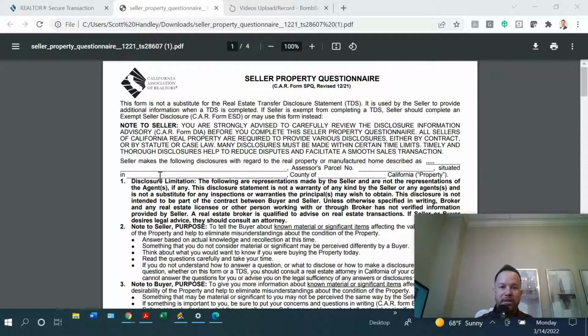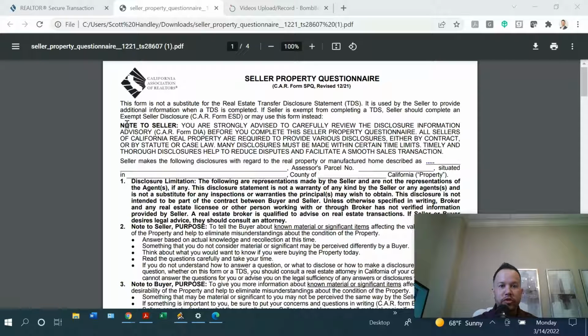On our last video, we talked about the 3 exemptions for not being able to fill out a TDS. Number 1, that's if the property is in a trust with a successor trustee. Number 2, if it's probate. Or number 3, if it's a bank-owned REO. In all other cases, sellers must be filling out this form.